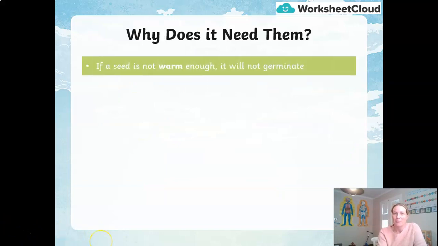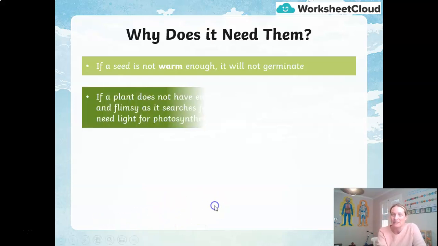So, a plant needs warmth. If it is not warm enough, it will not germinate. And if you cannot remember what the word germinate means, don't worry, we'll be going through it a little bit later. But for the time being, take a note of it inside your brain, and you may want to add it to that scientific dictionary that we are building.